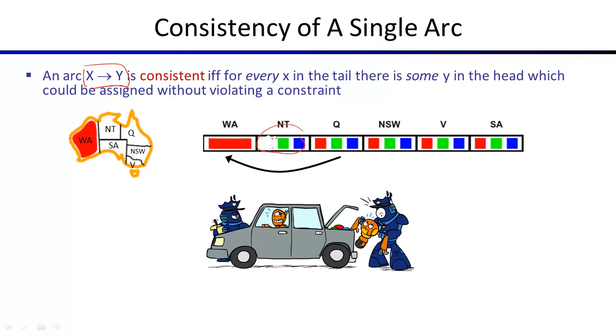And the mnemonic that you have to keep in mind here, because it's really a convention rather than something logical, is that you always take things out of the tail. So think of running into some traffic check. The cops check your trunk and start taking things out of your trunk. The tail is where things get removed. That's your mnemonic to remember what it means to enforce consistency of a single arc. Okay, always delete from the tail.